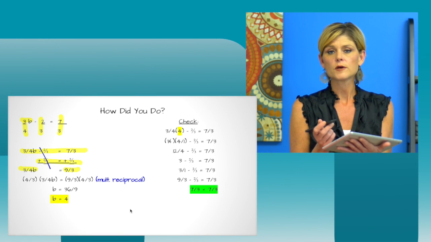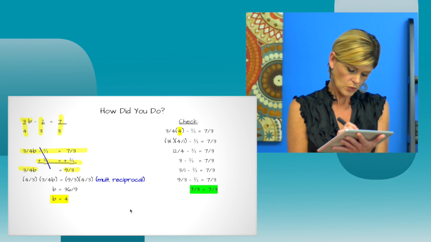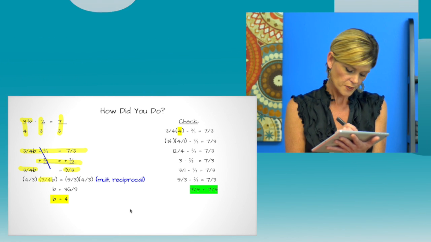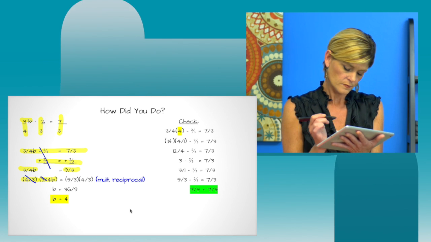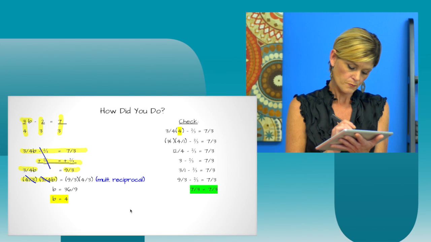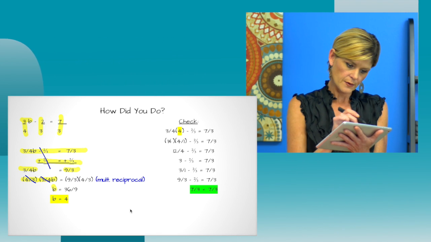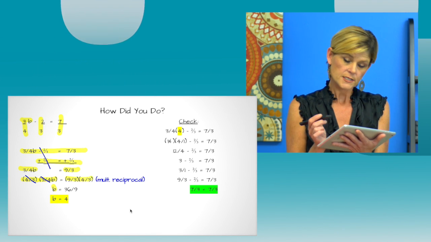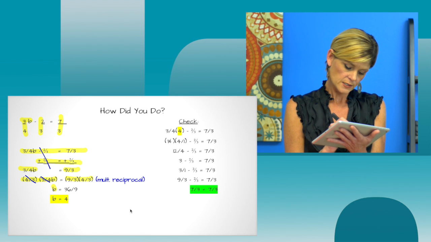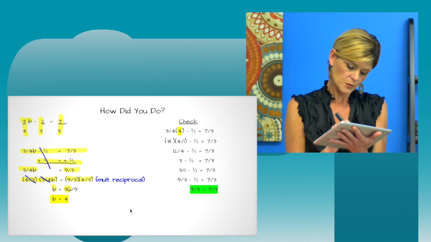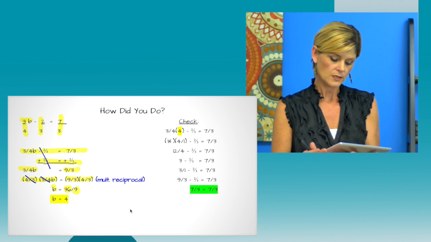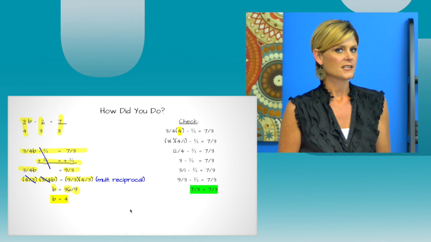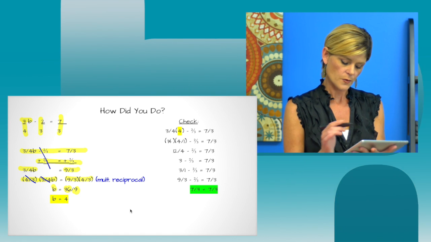Now the next thing we're going to want to do is multiply by the reciprocal of 3/4, which would be 4/3. Now these will cancel out, leaving me 1b or b. And now we need to multiply 9 over 3 times 4 over 3. 9 times 4 is 36, and 3 times 3 is 9. So b equals 36 over 9, and simplified, b equals 4. Was that the answer you got? Did you check your work? Let's take a look if it's the right answer.